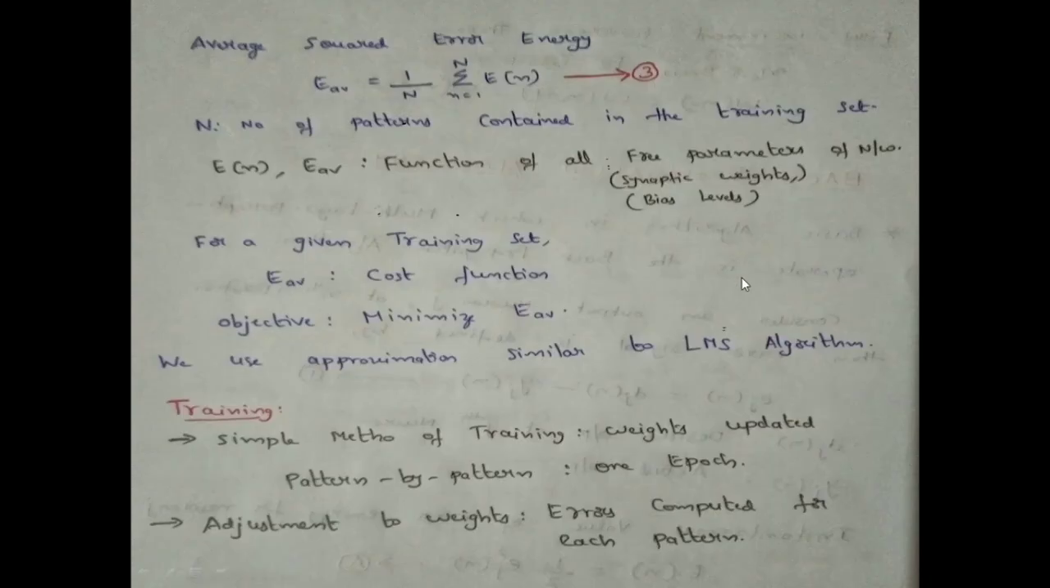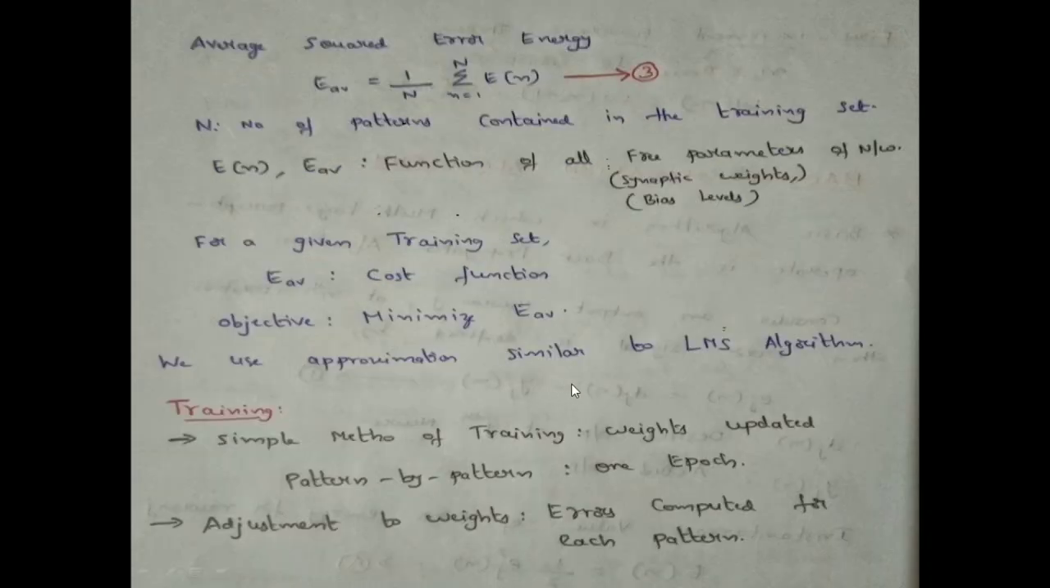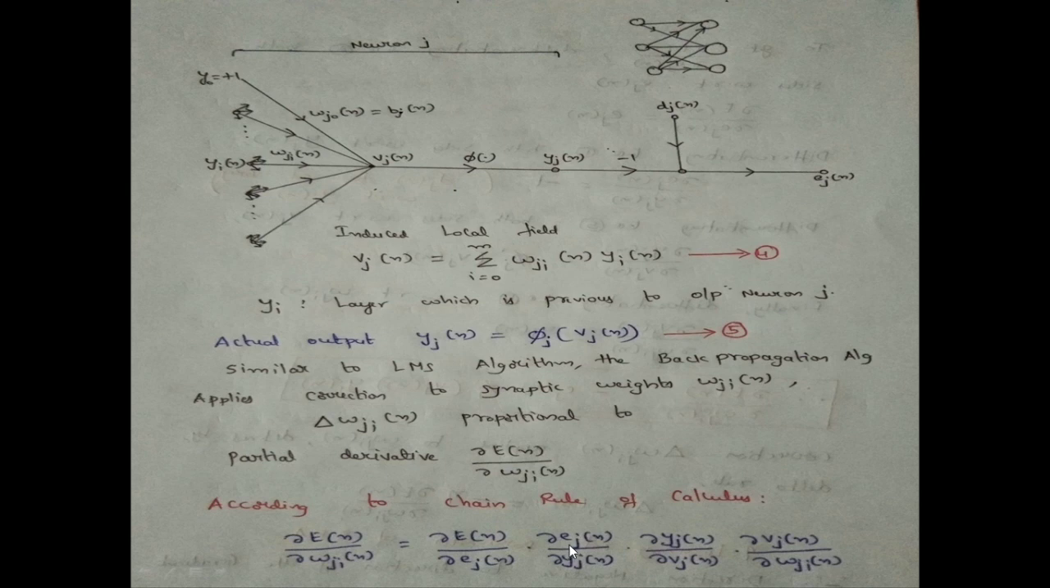Here we have equation A, that is, the instantaneous value of error energy E(n) is equal to half ej²(n). So differentiating this equation with respect to the error signal ej(n) gives the following: ∂E(n)/∂ej(n) is equal to ej(n).